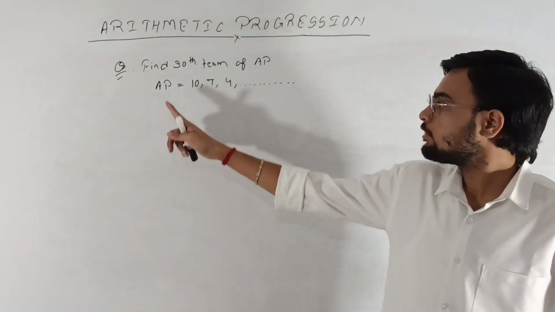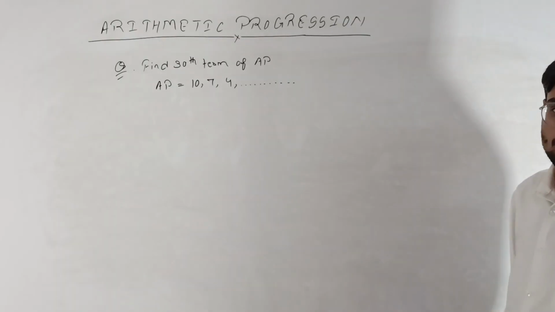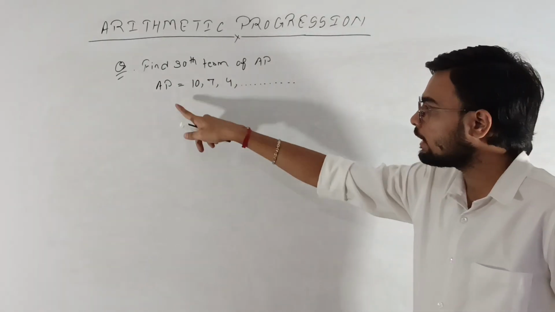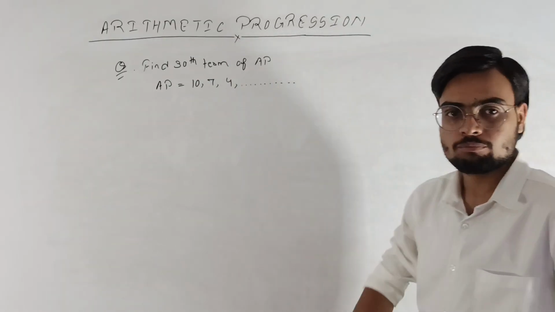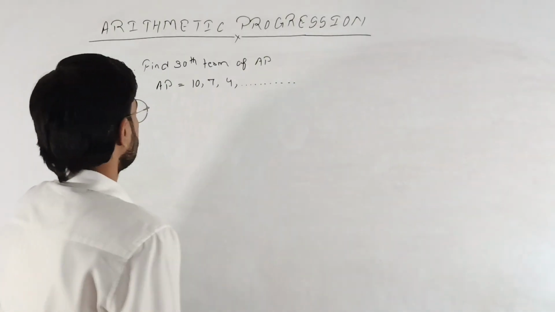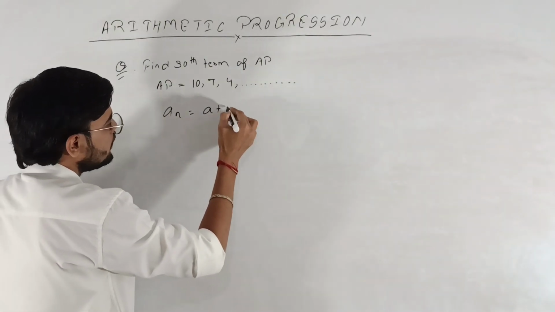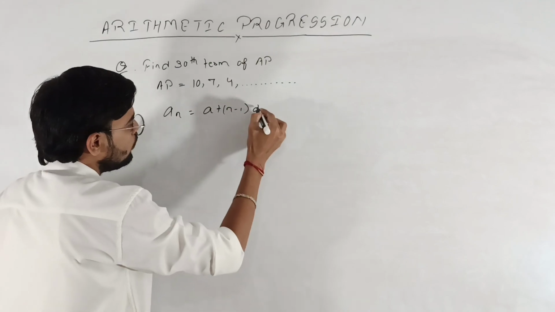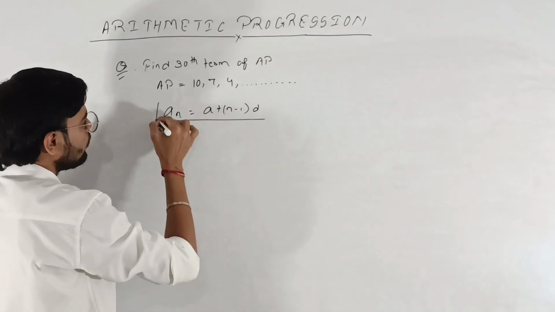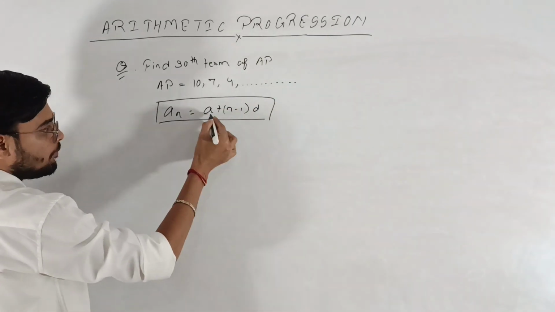Now let's practice some questions. Our first question is: find the 30th term of the AP 10, 7, 4. First, what is the formula for the nth term? an = a + (n minus 1) into d. This is the formula.